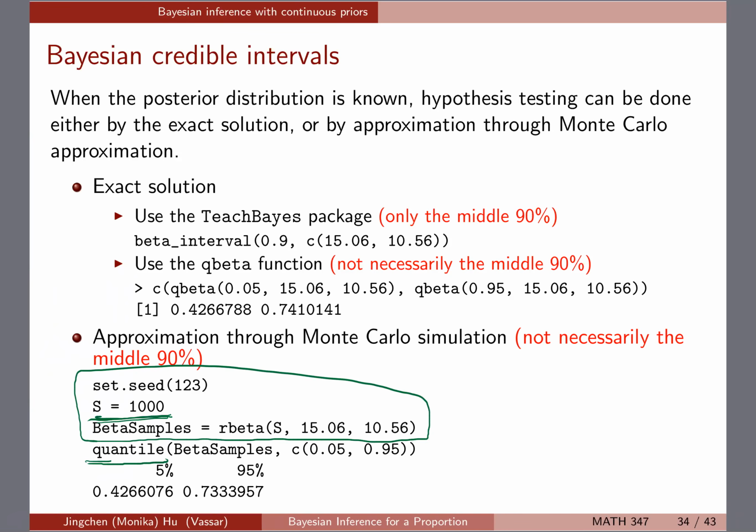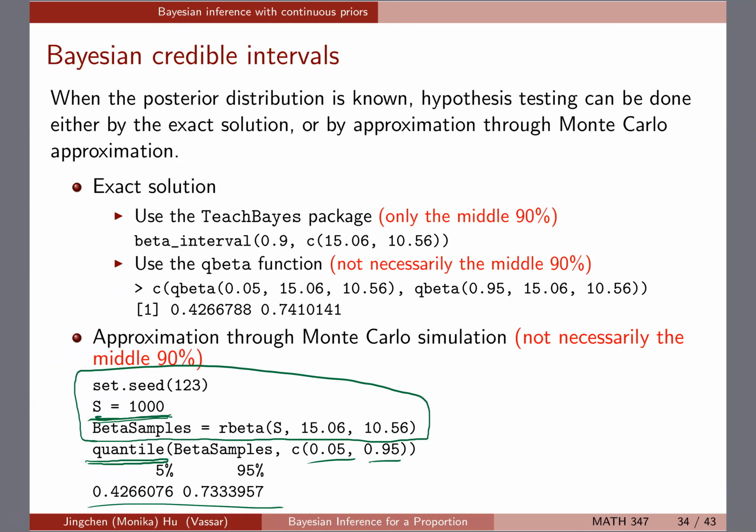That's an R function that directly, so you have 1,000 samples here, and the quantile function will just return you the numbers at the two quantiles that you specify. Okay, so this is an example again of the middle 90%. And then these will be the numbers. So again, either through exact solution or approximation should get you very similar results.